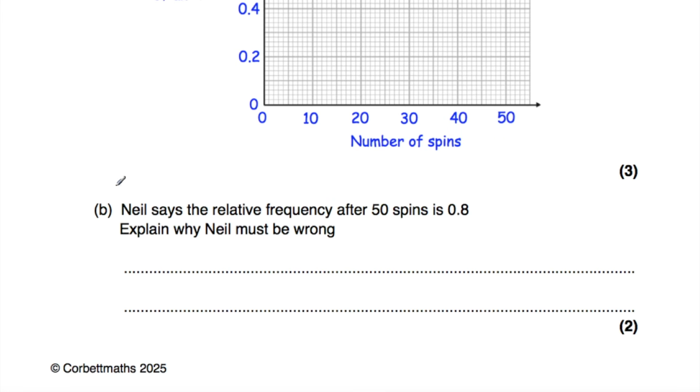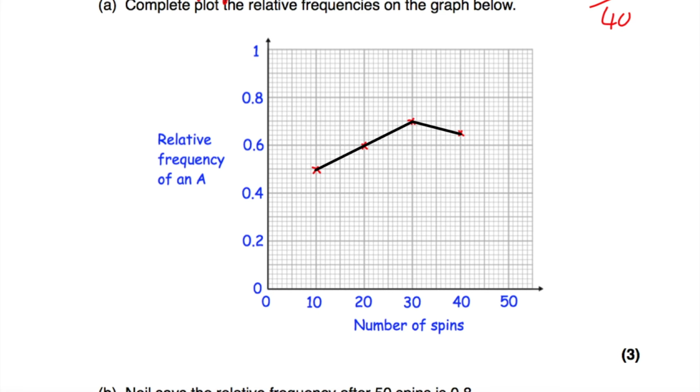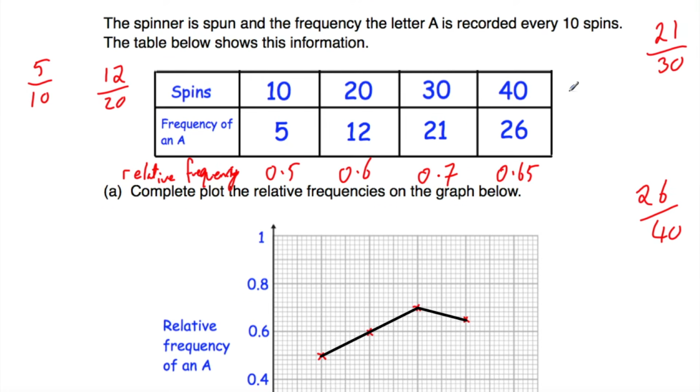Okay, and then if we have a look at part B, it says that Neil says the relative frequency after 50 spins is 0.8. Explain why Neil is wrong. So he's saying that the relative frequency after 50 spins is 0.8 and we need to explain why he's wrong. So if we go back up here to the table, I'm just going to move some of this working out over there and that down there. So what Neil is saying is that after 50 spins, the relative frequency is 0.8. So I'm going to work out, if it was 0.8, how many times the spinner would have landed on A.